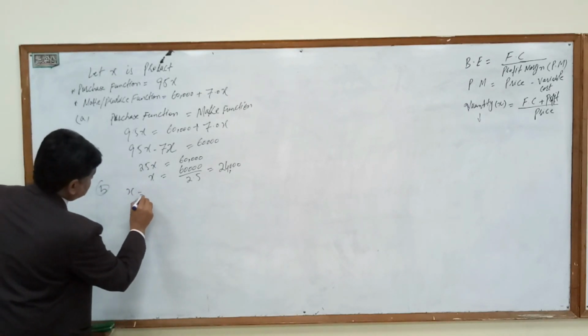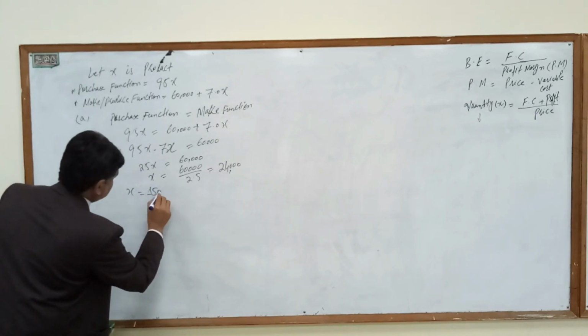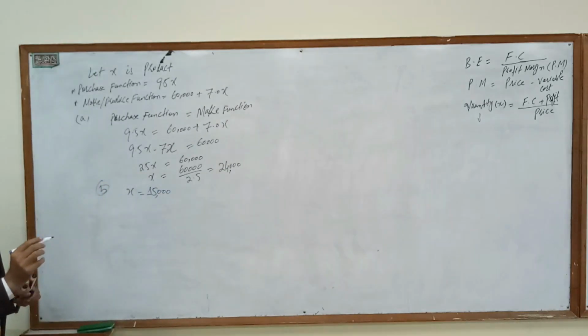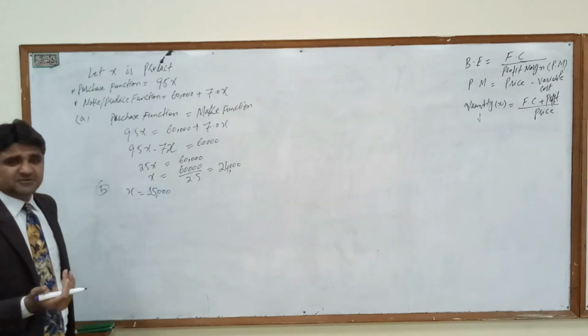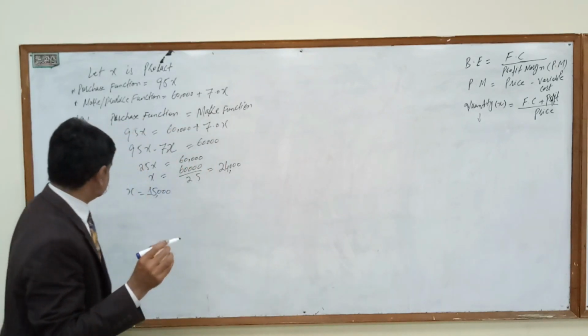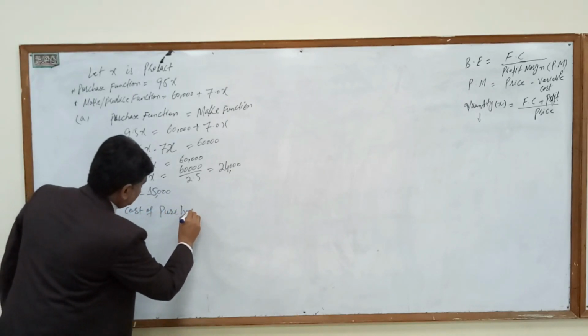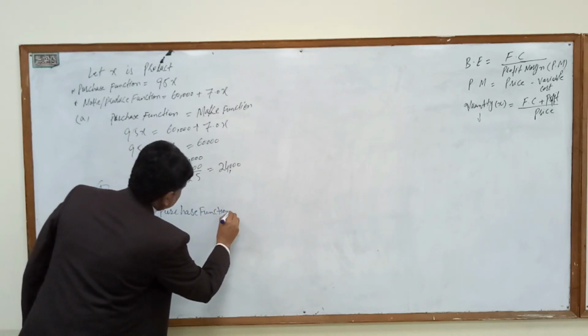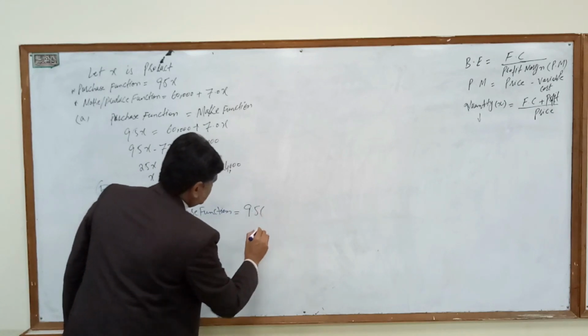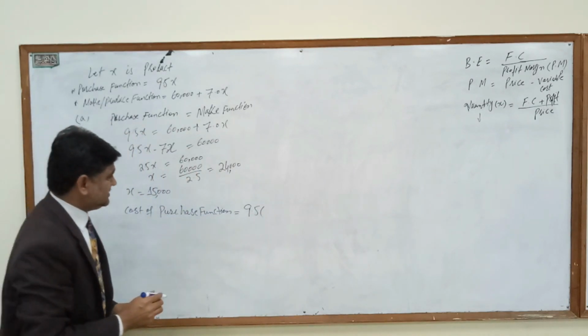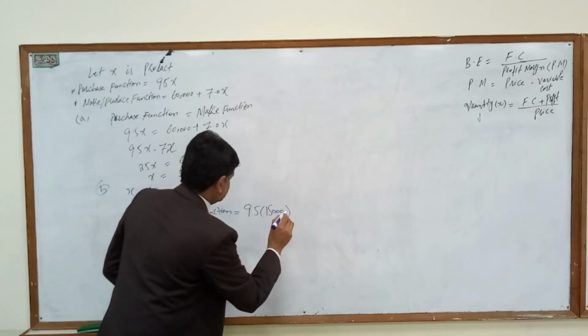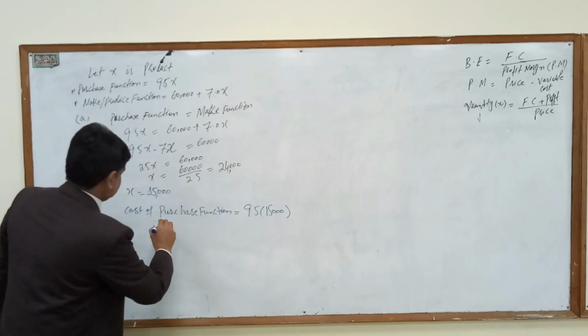Part B, what is value of X? 15,000. So first we determine the cost of purchase. Then we can determine the cost of make function. Because there are two alternatives, both are having their costs. So cost of purchase function: 9.5 into what's value of X? 15,000. So what's the sum? 142,500.